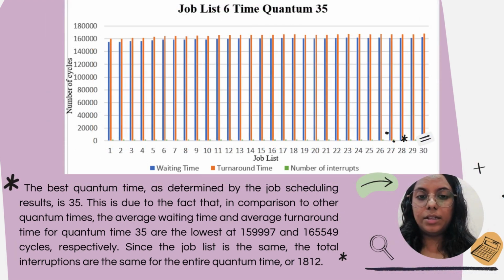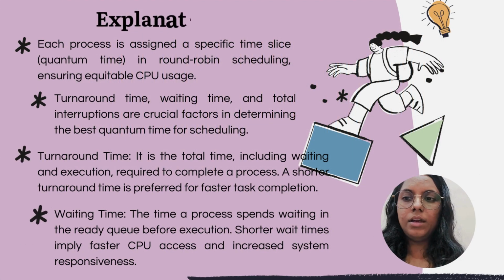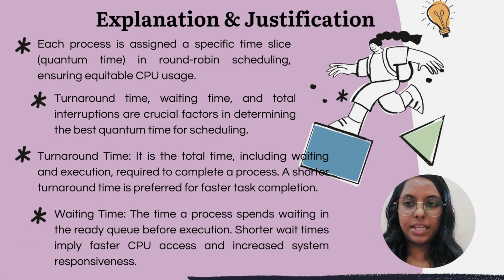Now I'd like to explain the justification of the best quantum time. The best quantum time as determined by the job scheduling results is 35. This is because, in comparison to other quantum times, the average waiting time and the average turnaround time for quantum time 35 are the lowest, at 159,997 and 165,549 cycles respectively. Since the job list is the same, the total interruptions are the same for all quantum times, which is 1812.